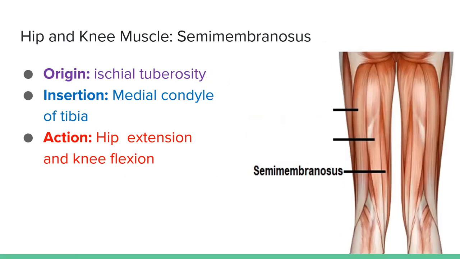And then the semimembranosus on the inside there. The origin of that one is also the ischial tuberosity, and then it inserts on the medial condyle of the tibia. And the action of that is hip extension and knee flexion.